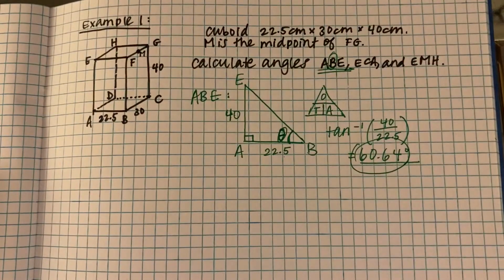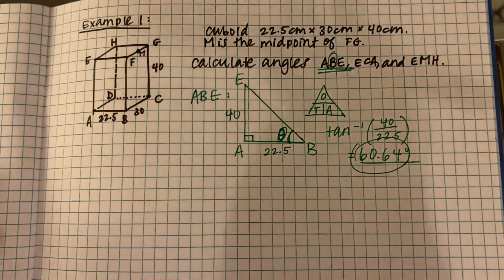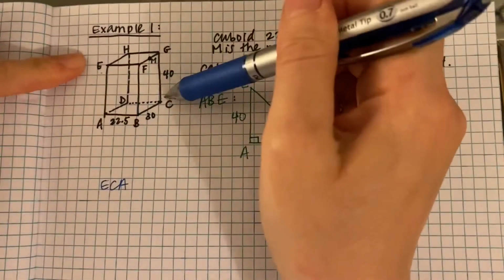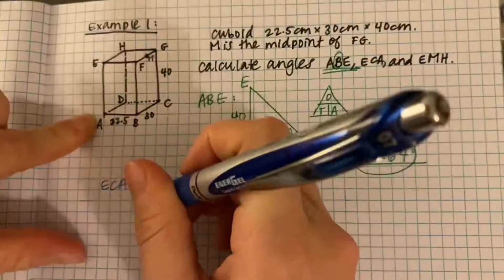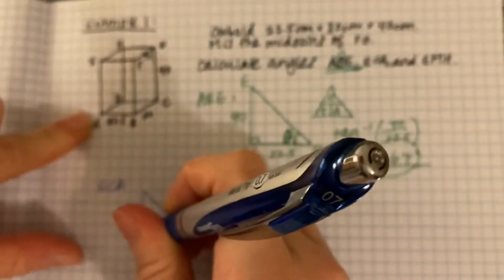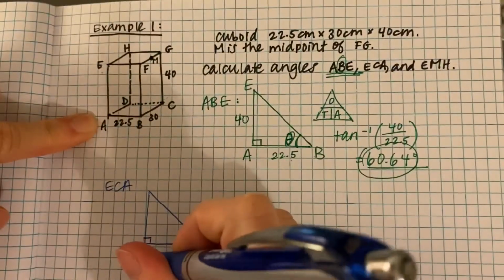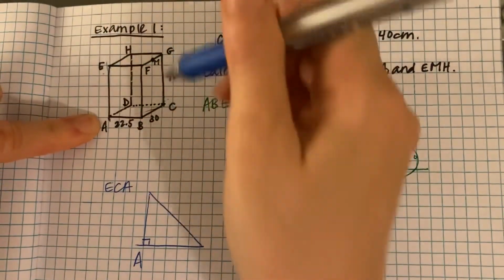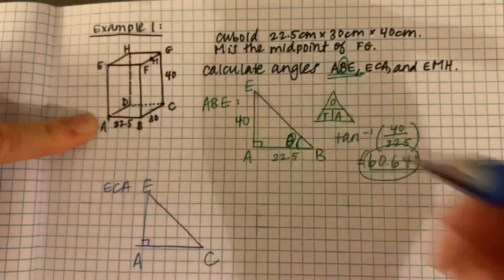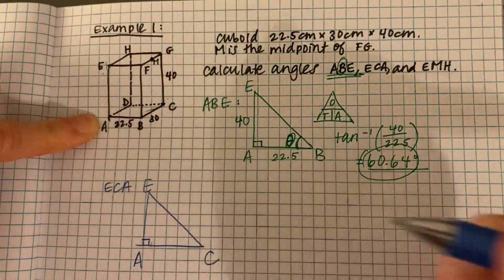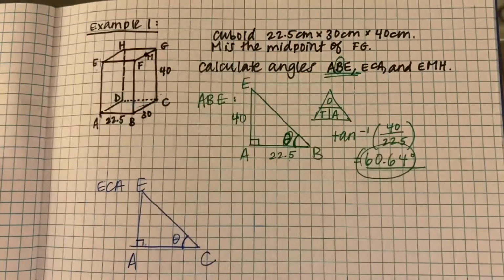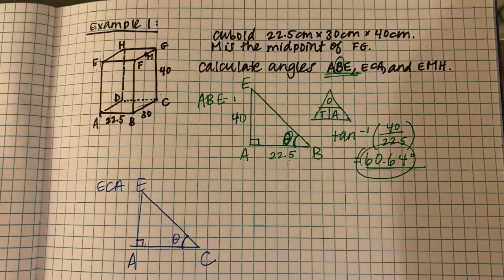The next angle we're asked to calculate is ECA. We are looking at E, C, and A, those pieces together. Let me draw out that triangle. We have a right angle at A because EA and AC will form a right angle as we go across. And then we have C over here. So we have a right angle here, and we're looking for the angle ECA, so this one here.